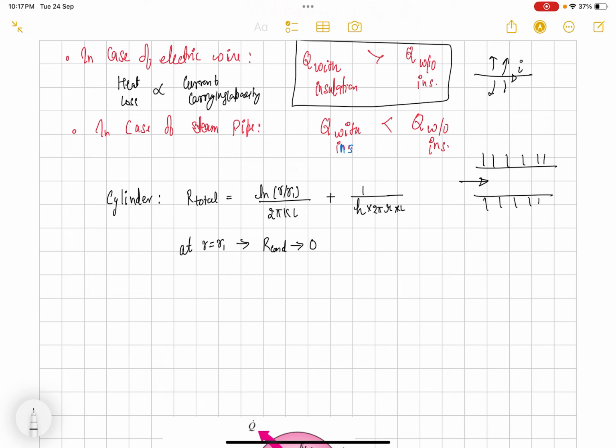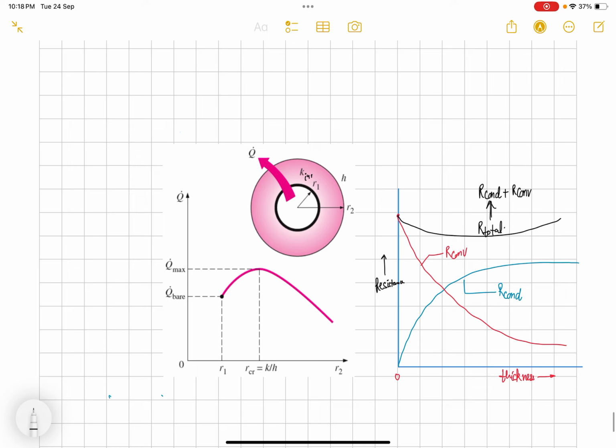So after that we must look at what is happening and why, what is the mechanism, and what are the insights of increasing the heat loss or reducing the heat loss in case of the critical thickness concept.